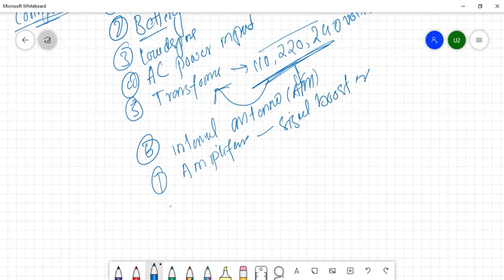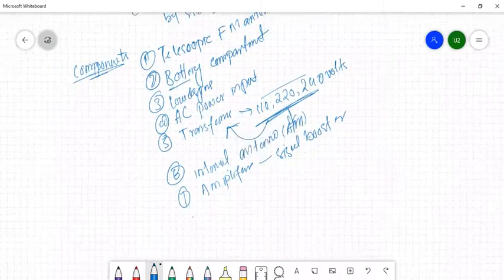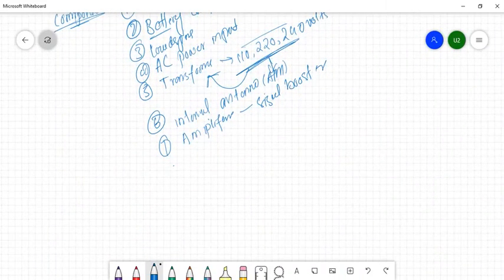And the rest, we also have volume control, tuning control, and earphone socket. A lot of equipment is there, but these are the most common and basic components you find in the radio set.